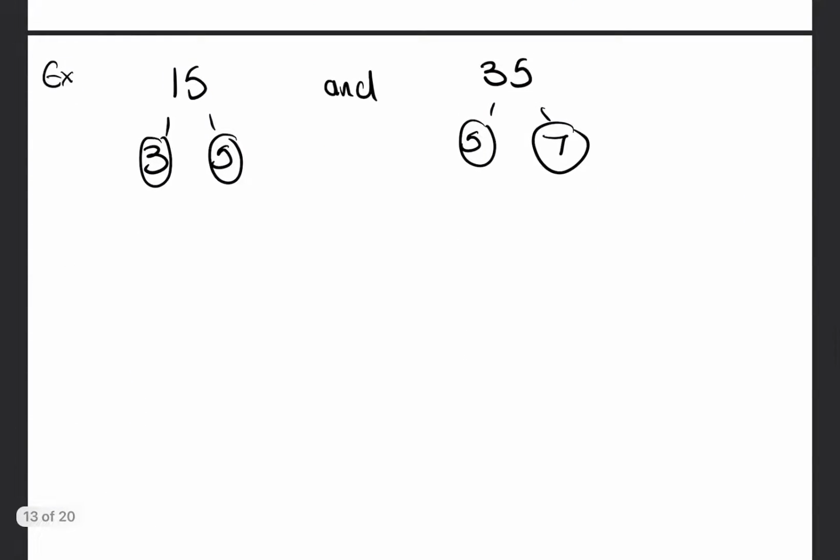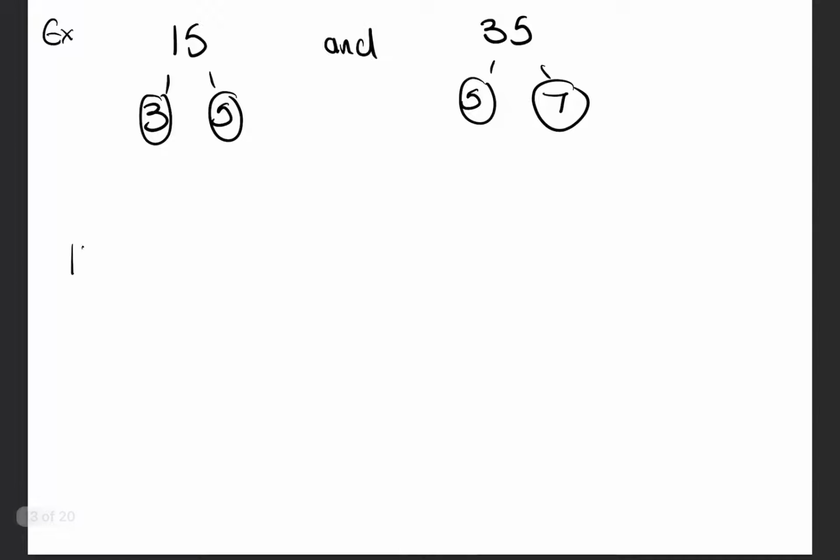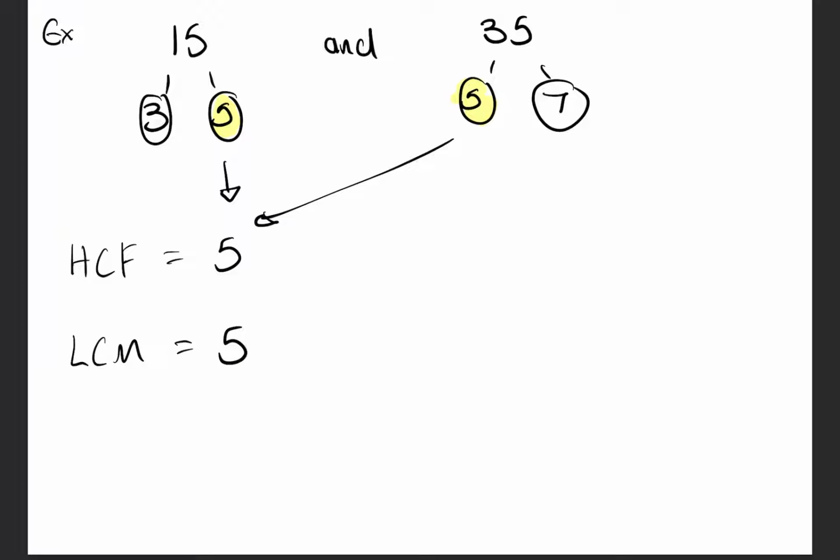So let's do a few more examples. 15 and 35, and we want to find highest common factor and lowest common multiple. Well, what's in common first? We've got a 5 and a 5. There we go. Highest common factor, that's it. It's just 5. We don't repeat them. We use it once. Lowest common multiple, well, it's going to be our highest common factor of 5 multiplied by what's left. We can see we've got the 3 and the 7. Well, 5 times 3 times 7, 15 times 7 is going to be 105. That's our lowest common multiple there.